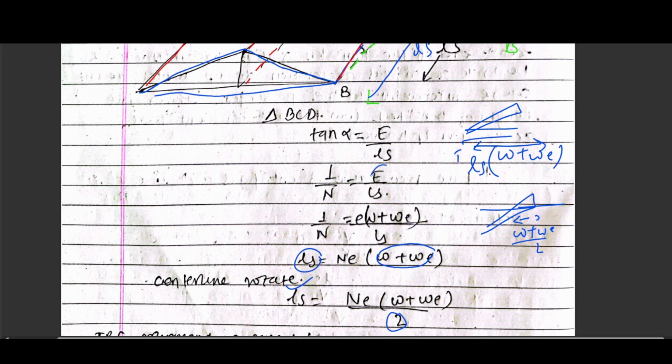What will be the value of E? e equals E by B, so E will be e into B. B means the width of the pavement. Width of the pavement is W plus We. If extra widening is also provided, then e into W plus We divided by Ls will be there, and Ls will be N e into W plus We. Like this we can do.